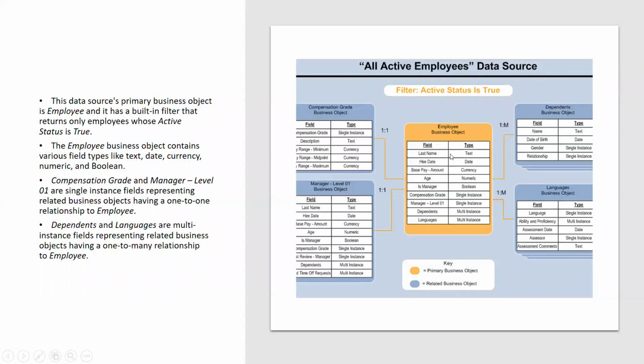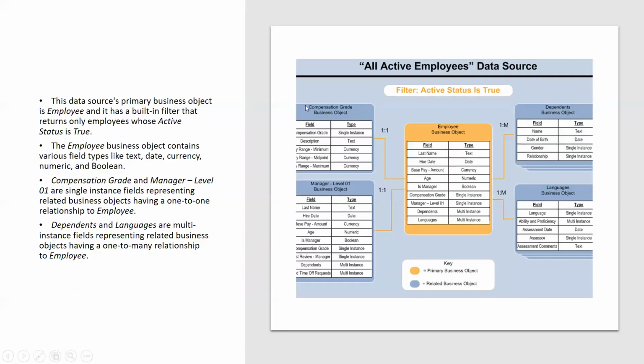Let's think about it this way. This is an employee object, and it has a one-to-many relationship with dependents, and a one-to-many relationship with languages. Language is a multi-instance, so you'll have multiple languages linked to one employee. One employee can have multiple languages. Languages or dependents are multi-instance because there are three or four dependents.